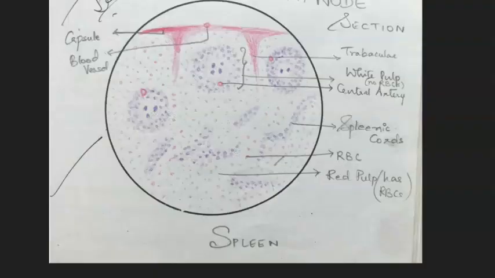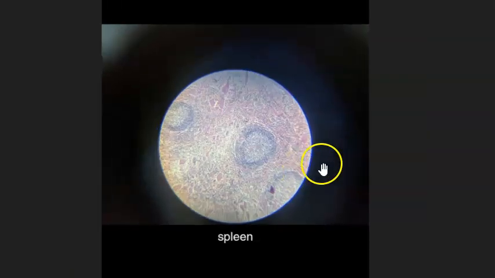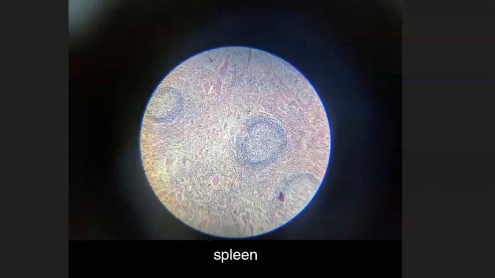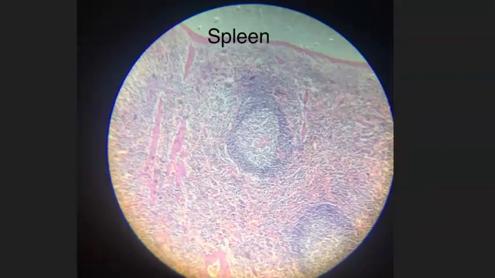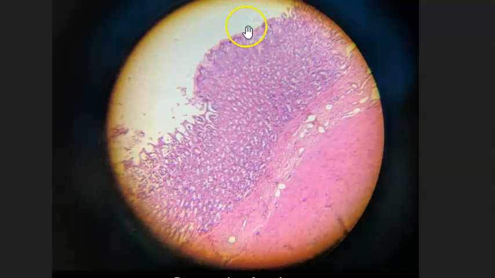Spleen, correct. See how spleen should have red pulp, white pulp, right? Red pulp, white pulp. Another one of spleen here that you can see. Another one of spleen again. What do you think this one is?